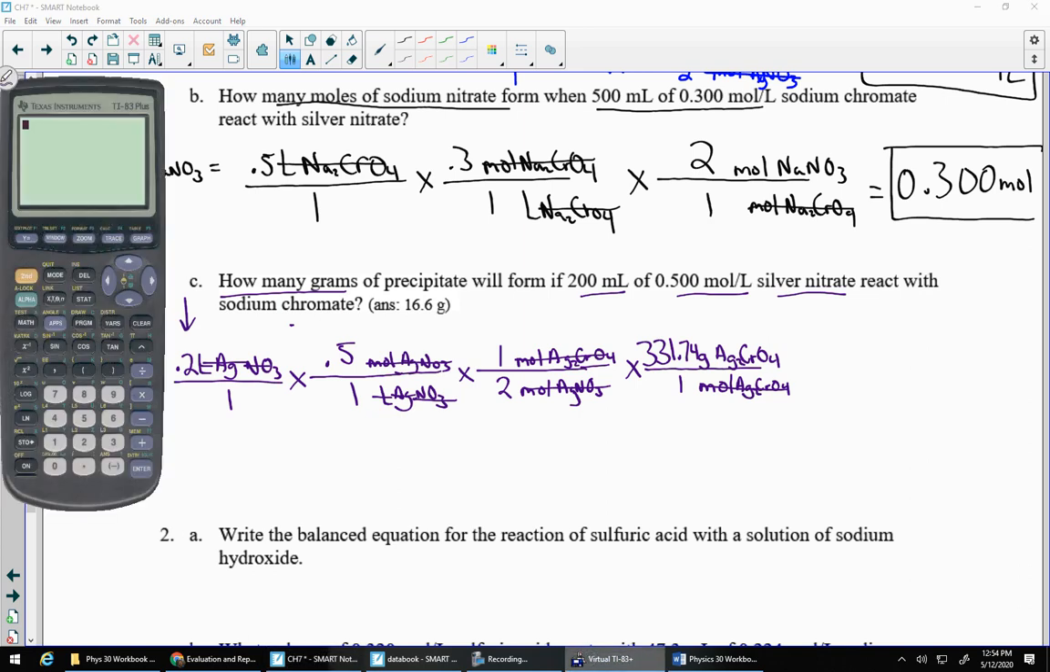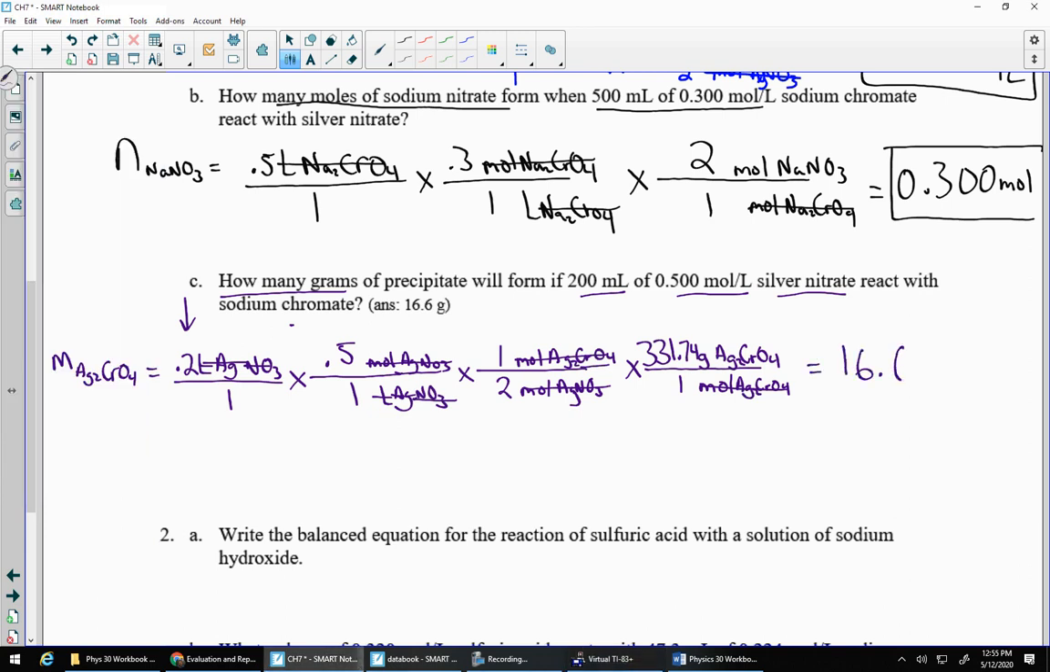So 0.2 times 0.5, don't really need to divide by 1, times 1, I don't really need to times by 1, divided by 2. Anything on the top we multiply, anything on the bottom we divide. And then finally, times way over on the right-hand side, 331.74, and again, divided by 1, but that doesn't really matter. So this works out to be 16.587, which, with proper rounding, is 16.6 grams. Perfect.